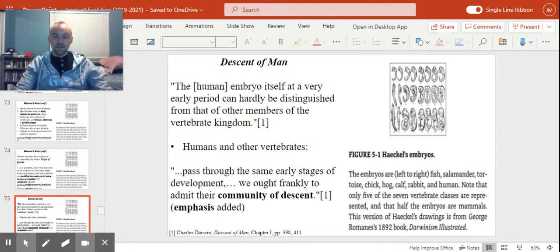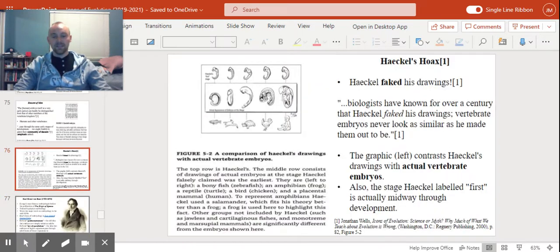In Descent of Man, Darwin said the human embryo itself at a very early period can hardly be distinguished from that of other members of the vertebrate kingdom. Humans and other vertebrates, he said, pass through the same early stages of development. He said we ought frankly to admit their community of descent.